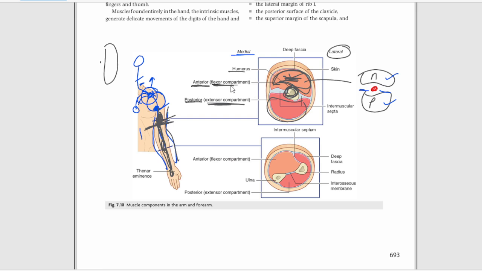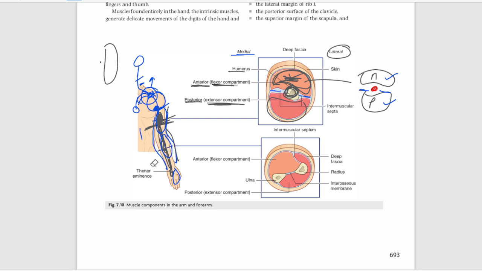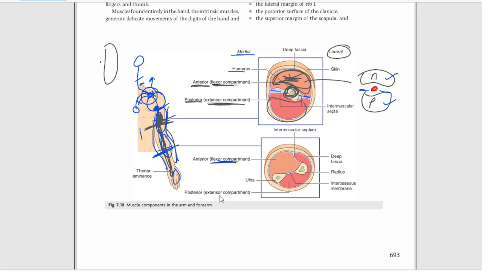Now, this is the arm, this is the forearm, this is the hand. In the arm, you have an anterior compartment and a posterior compartment of muscles. Now, if you cut the forearm in the middle, you will see the anterior flexor muscle and the posterior extensor muscle. And this is the ulna, this is the radius, and this is the deep fascia.